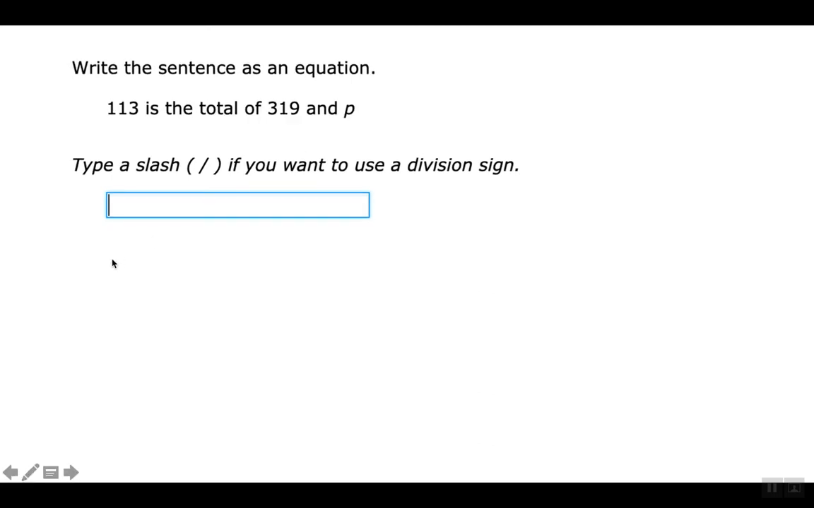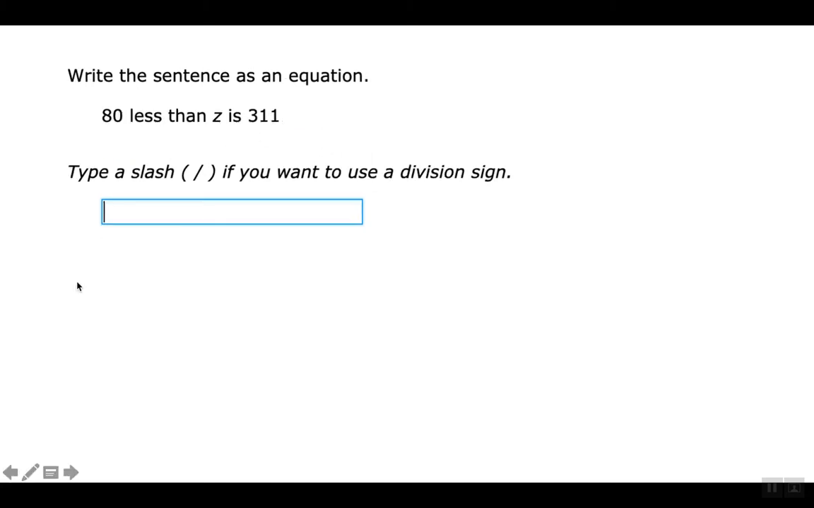Okay, 113 is the total of 319 and P. Okay, the total means you gotta add. The total means you gotta add. El total quiere decir que se tiene que sumar. So 319 and P.